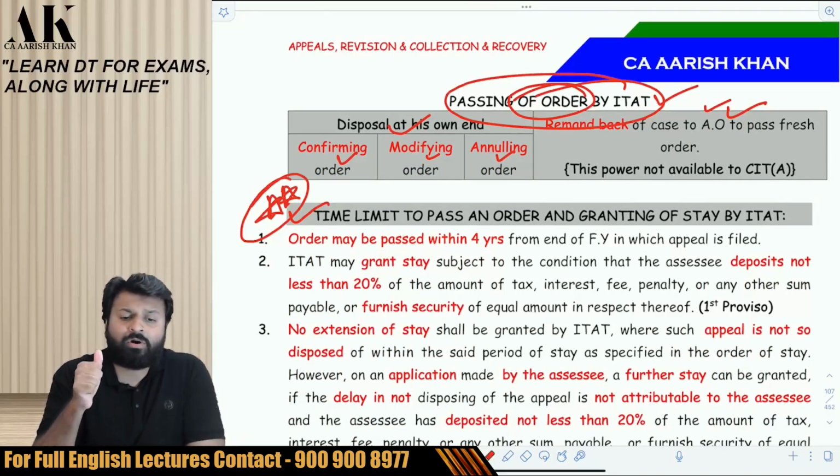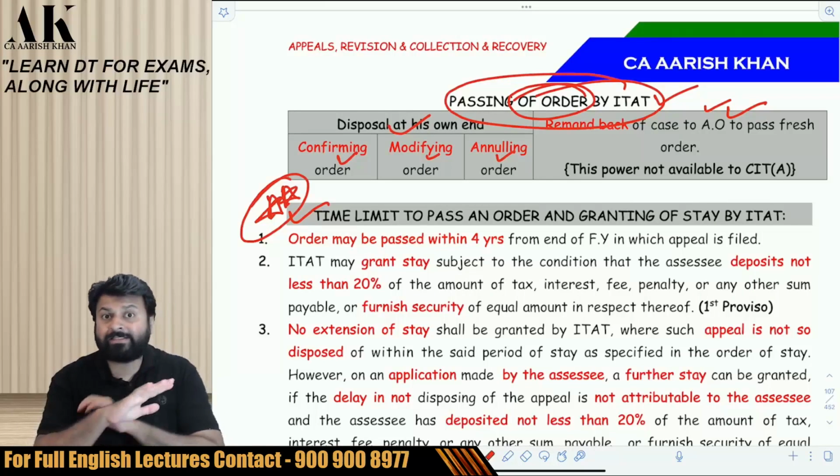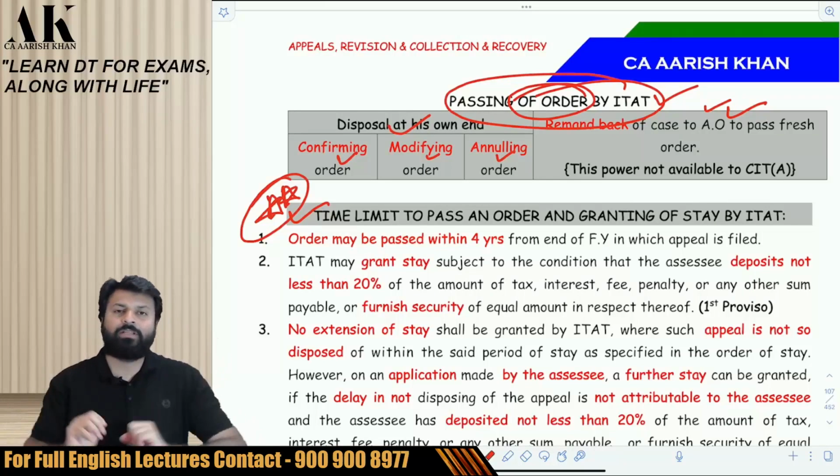What is the time limit to pass an order and granting of stay by ITAT? Listen carefully. It is slightly confusing. It is slightly tricky to understand.